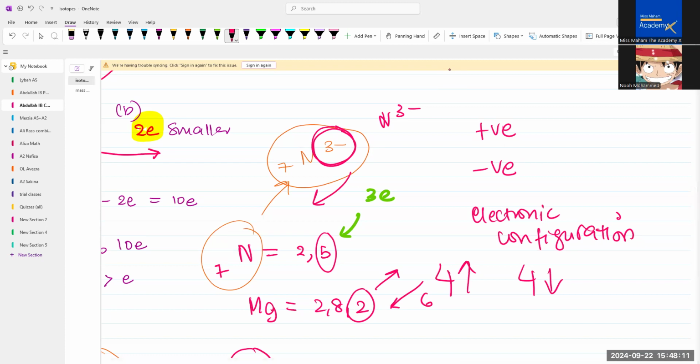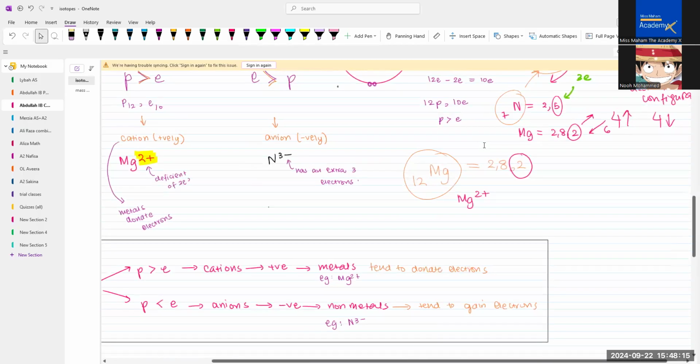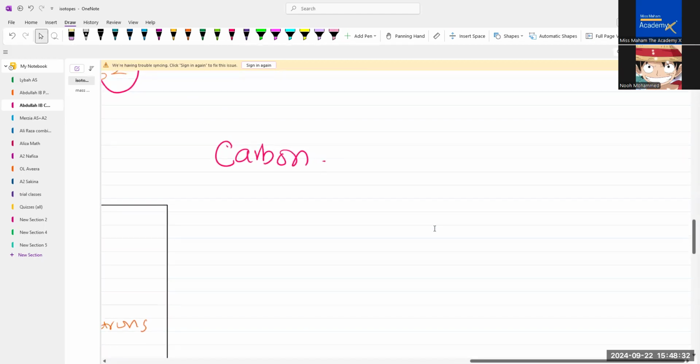Okay, so this is how you check that. Miss, if an element has four electrons in its outer shell, does it gain or lose the electrons? In this situation, it can be carbon, and carbon then has 2 different oxidation states.